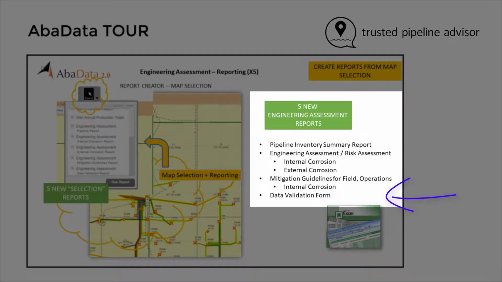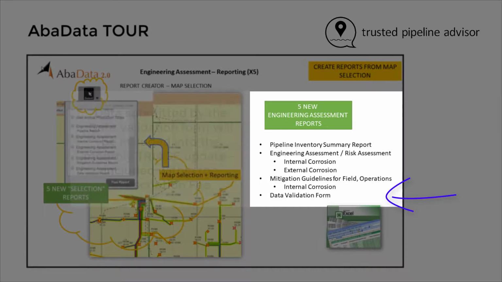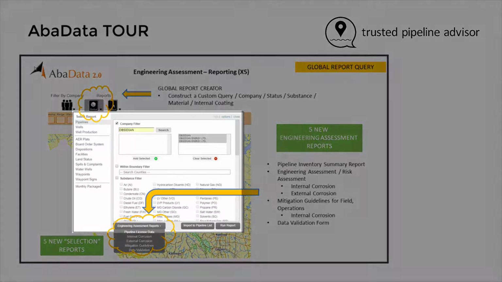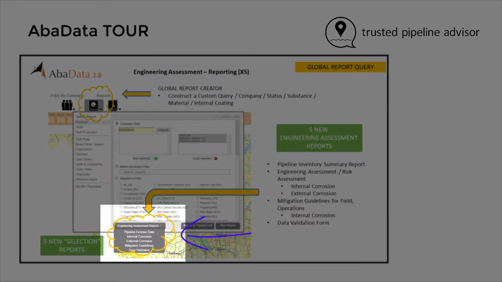Any data submitted by field operations by this form will be integrated into the next TRIAGE monthly update as part of the subscription service fee. There is no additional cost for processing data validation submissions from field operations teams by use of this form. In exactly the same way, the AbaData user can engage the AbaData Global Report Query tool to select pipelines of interest and gain access to the 5 TRIAGE engineering assessment reports for the selected pipelines.